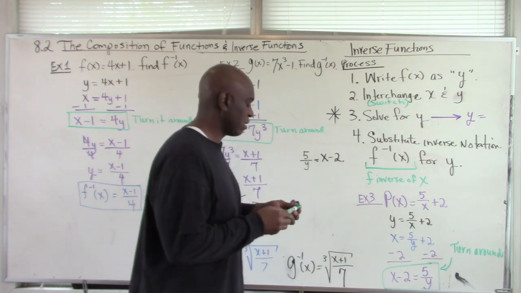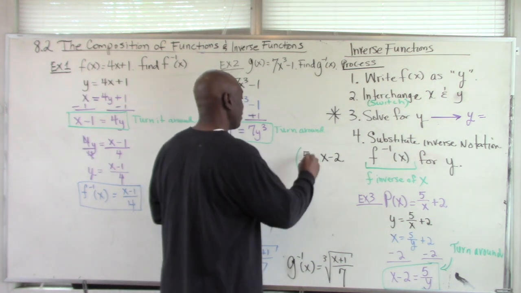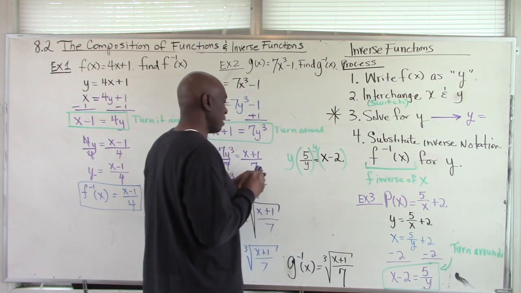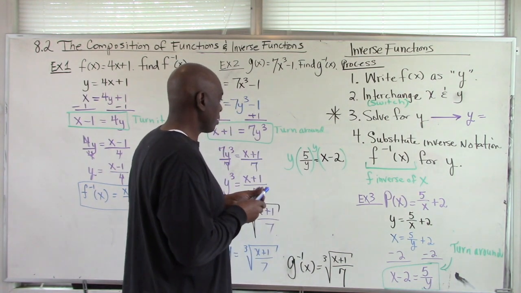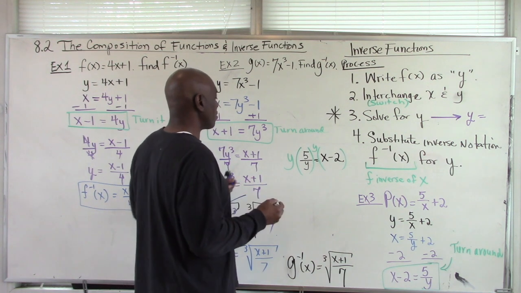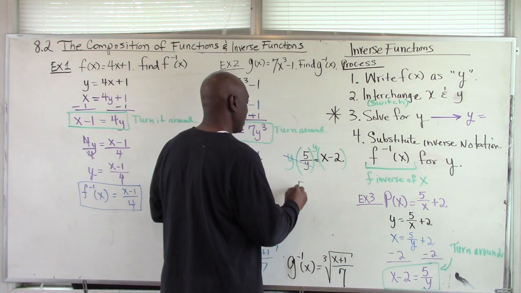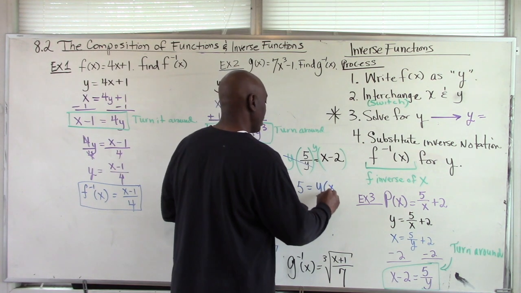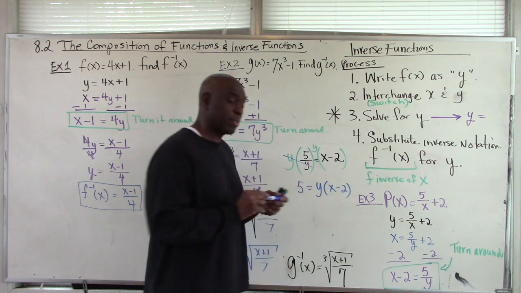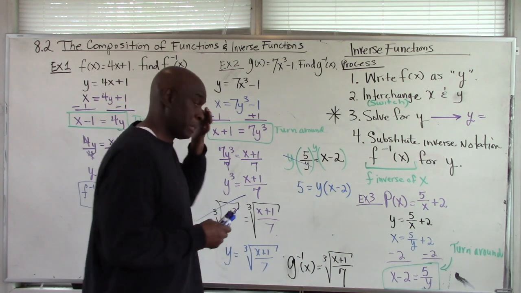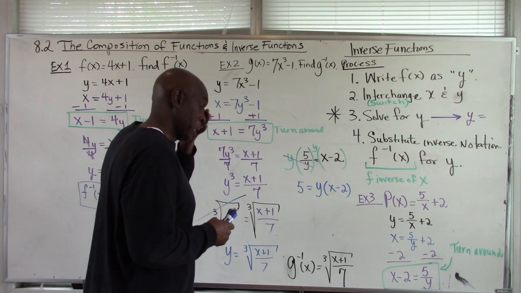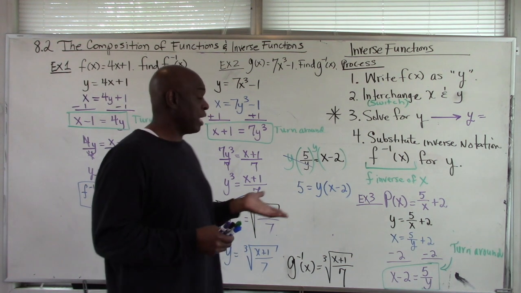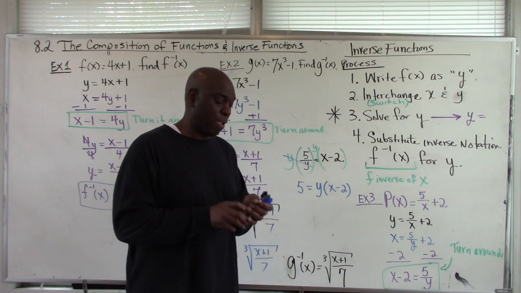Let's do that. So multiply this side times y and this side times y. You see that? And so the y's cancel out here, so we got 5 equals y times x minus 2. Okay? You see that? And if we do that, we're almost there. Last step.